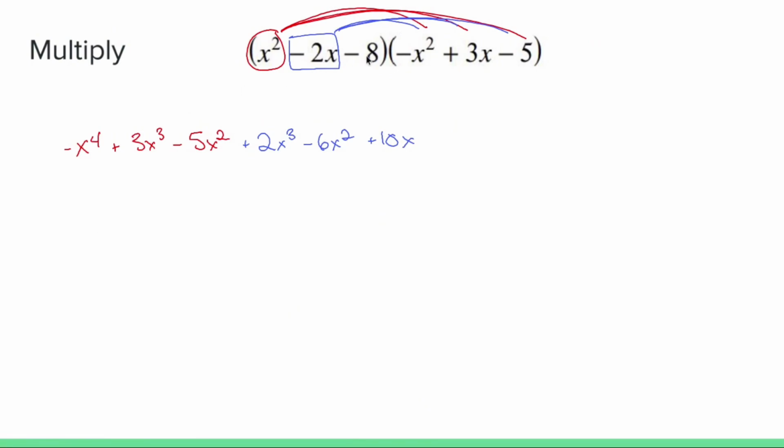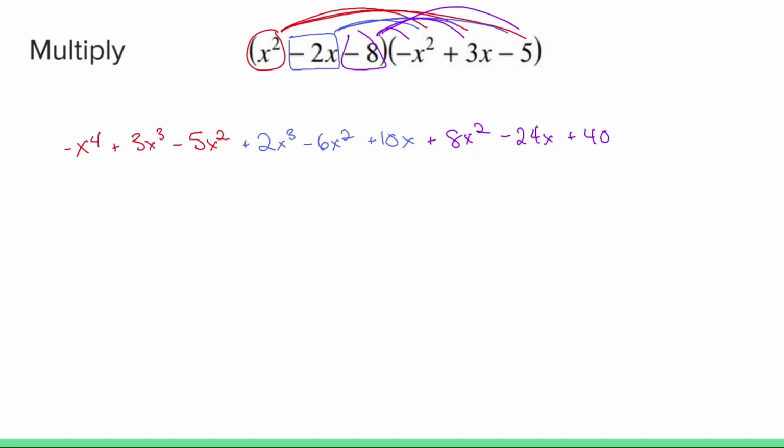Do it one more time. Negative 8 times negative x to the second, 3x, and negative 5. Negative 8 times negative x squared is positive 8x squared. Negative 8 times positive 3x is going to be negative 24x. And negative 8 times negative 5 is positive 40.